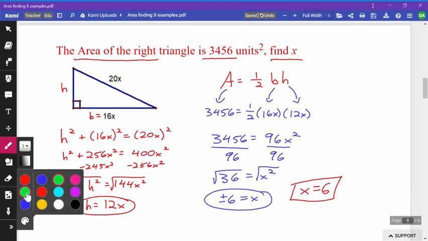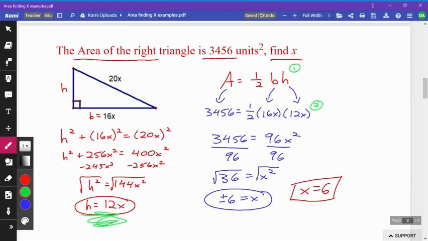Again, going through all of the steps. 1, find the equation. 2, I got to plug everything in. The only thing different is I need to find h in order to plug in. 3, solve for x. And 4, check your answers.